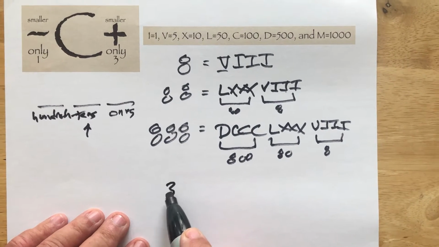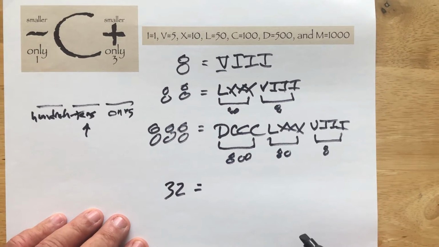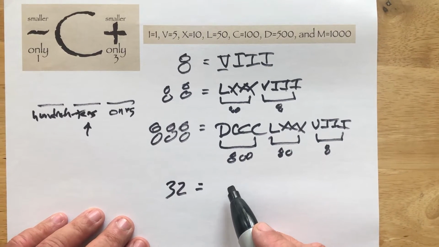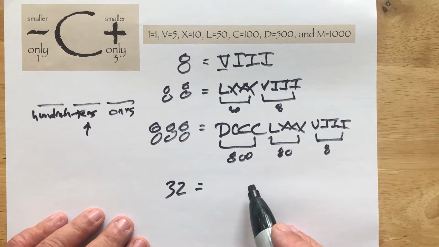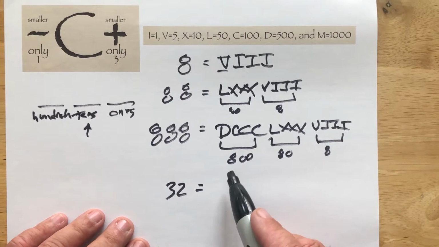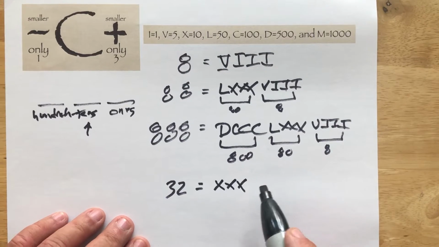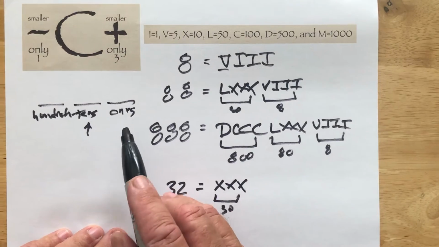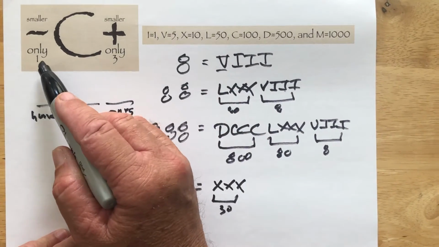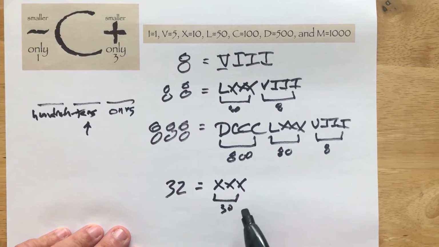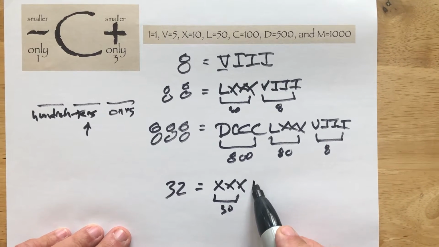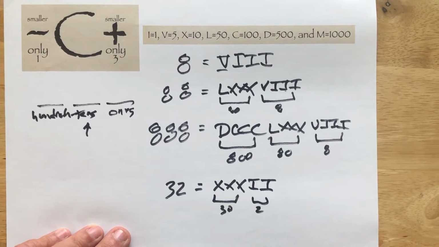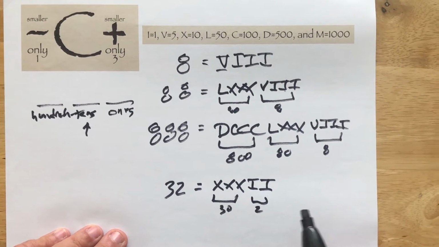Let's look at a little bit of subtraction. What if I gave you the number 32 to write in Roman numbers? We could do 10 3 times, that's exactly how we would write 30. Now, we could not write 50 minus 20 because that's putting 2 numbers on the left. That's not allowed. So this is how you write 30. And then the number 2, II. So that is 32.